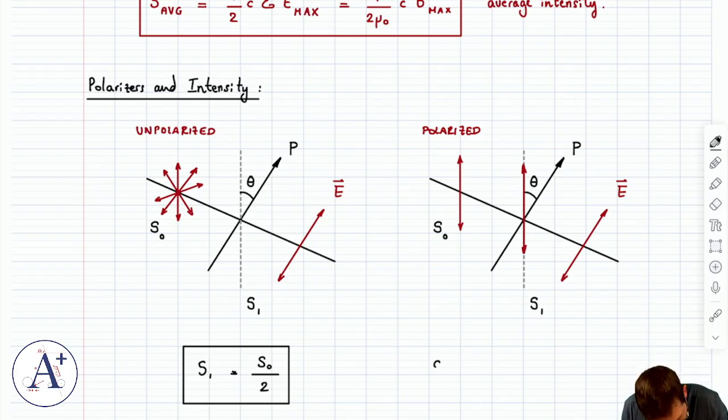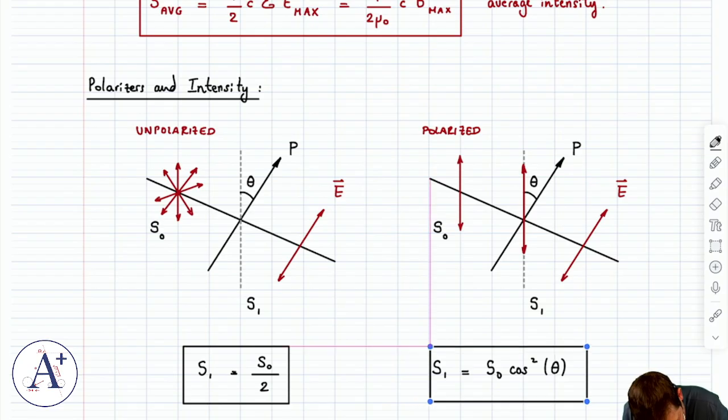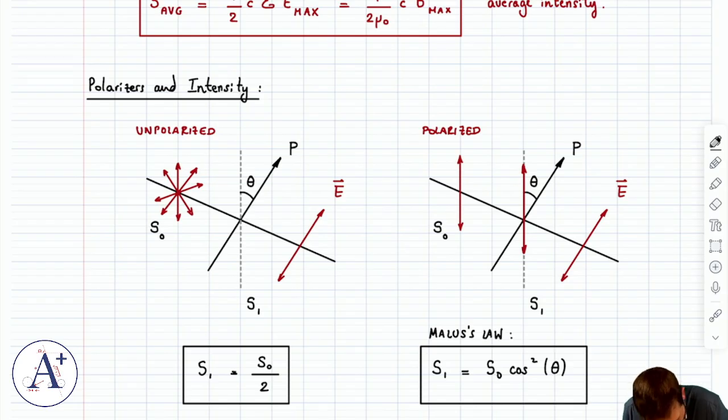And S1 is going to be given by S0 cosine squared of theta. Now this has a name. This is Malus's law. The other one doesn't have a name.